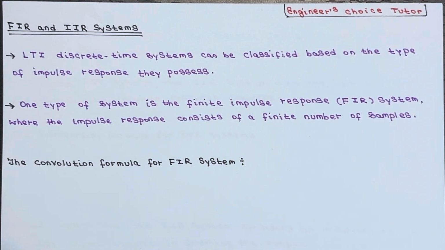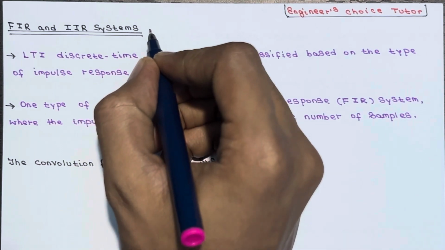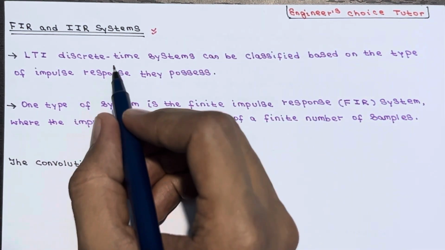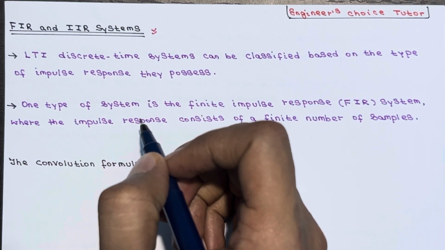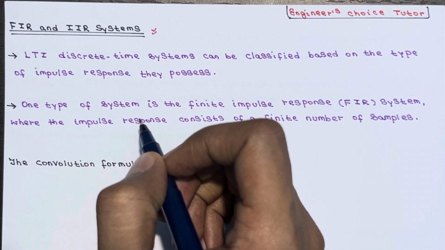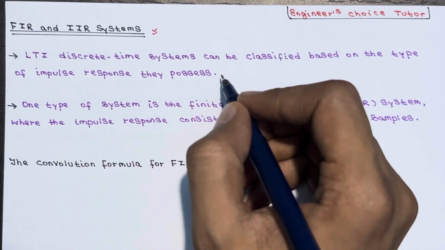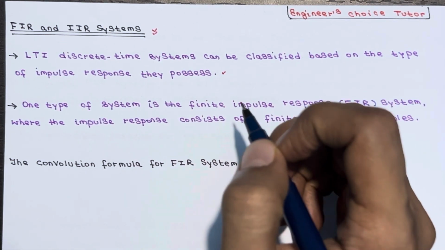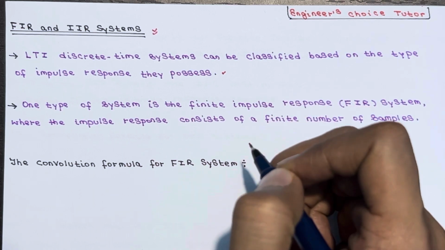Hi everyone. In this lecture, we will talk about FIR and IIR systems. LTI discrete time systems can be classified based on the type of impulse response they possess. Basically, they are classified as FIR systems and IIR systems.